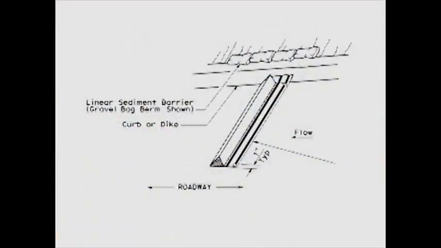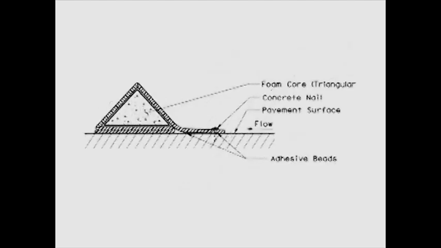Repair or replace foam barriers when the geotextile fabric cover becomes split, torn, or unraveled. Reattach foam barriers that have become detached or dislodged to the pavement. Remove sediment deposits when the deposit reaches 1/3 of the foam barrier height.